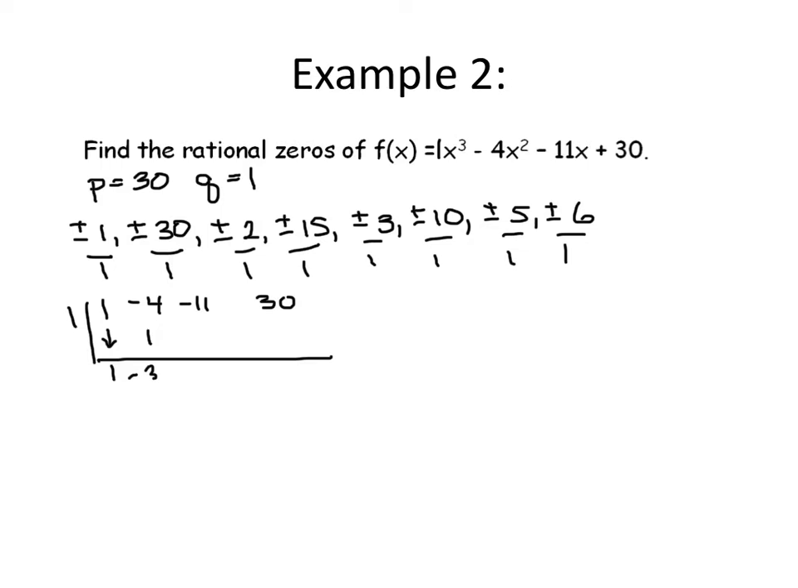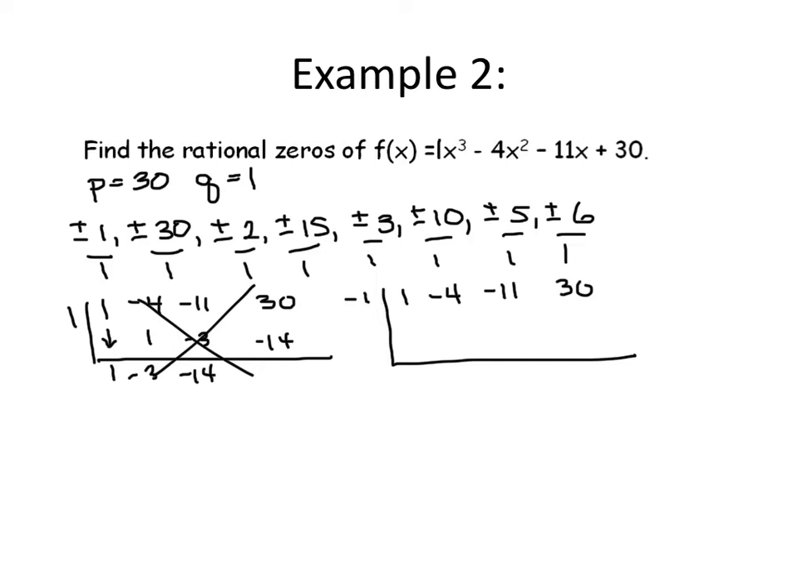Add, and then negative 3, negative 14, multiply, so negative 14, that's not 0, so 1's out. Now we're going to do negative 1. So 1, negative 4, negative 11, 30. Drop down the first term, 1. Negative 1, negative 5, 5, negative 6, 6, 36. So negative 1 is out. Now we have to go to the next one.